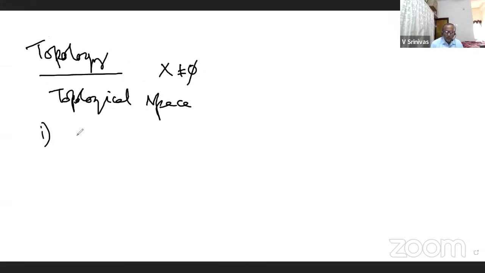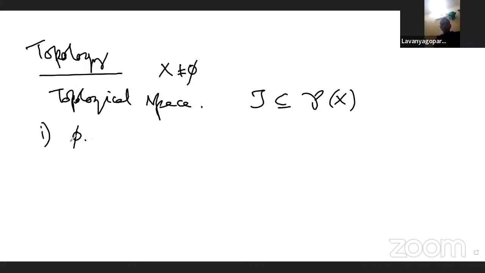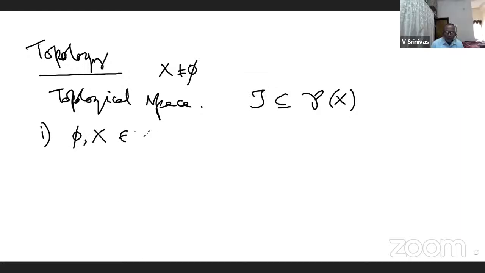Number one, first of all, you must have a subset tau of the power set of X, okay? You are starting with a non-empty set capital X, and out of this, you get the set of all its subsets, called the power set of X. And from the power set of X, you take a subset tau. Now, we would like to define this tau to be a topology. So for that, this has to satisfy three conditions. Number one is that the empty set and the whole set must be members in tau.